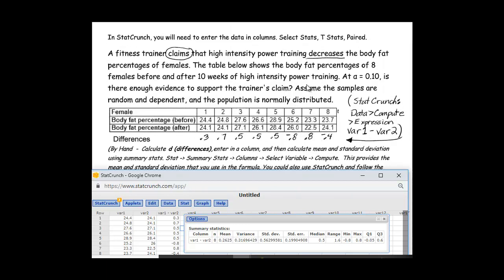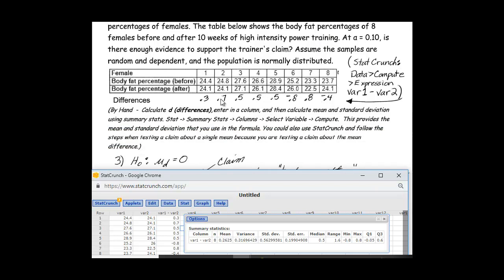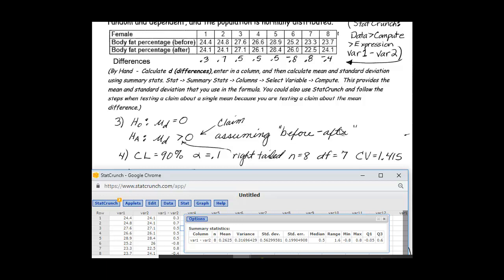And so back up here I underline decreasing. That decreasing is usually an indicator that this is going to be a less than, a left-tailed test. But when you think about it, the claim is that this decreases body fat, so your before body fat would be higher than your after body fat. So if I assume before minus after, that means the mean of the differences could possibly be greater than 0. So be aware and really read your problem, make sure you're comprehending, so that you get the right sign here.